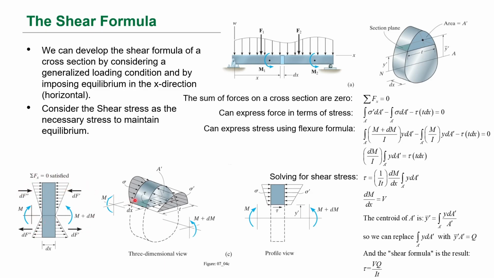If we take a cross section here, this is an element that is subject to some shear. It has area A prime. We're looking at this element here at this slice.